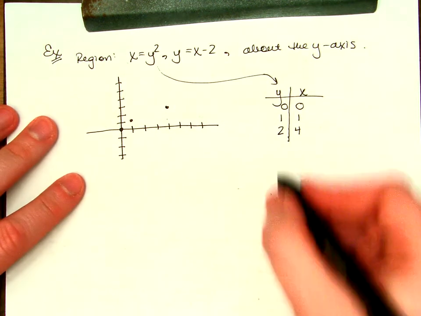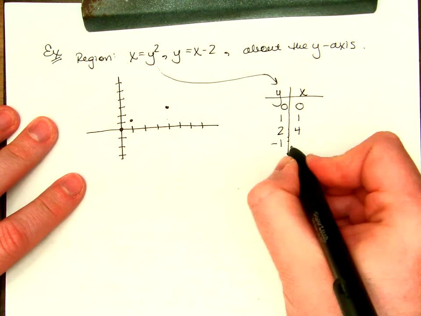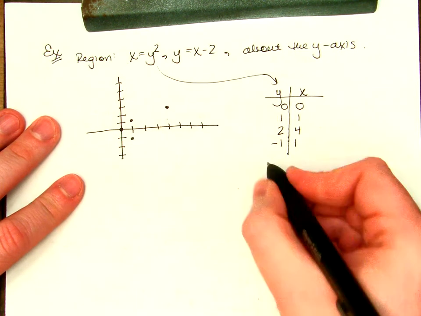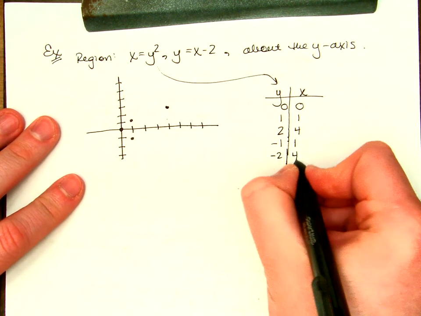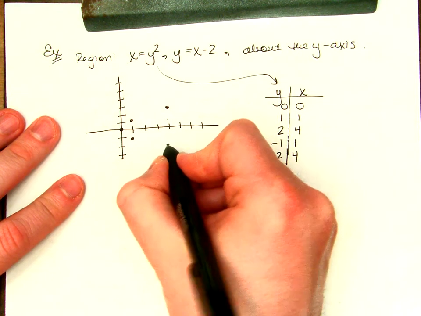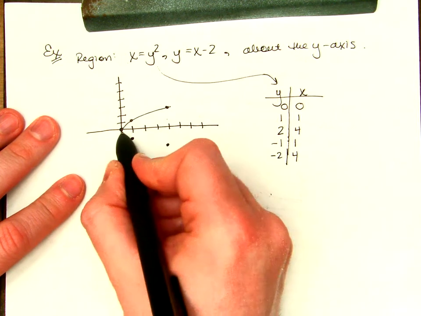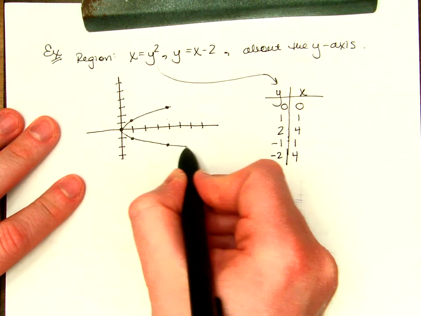Let me deal with some negatives. Negative 1 squared gives you 1. This is the point 1, comma negative 1. Plug in negative 2, you get 4, so I have the point 4, comma negative 2. I'm going to see if this is good enough. If not, I'll add in a couple more points, but I think this is going to work.